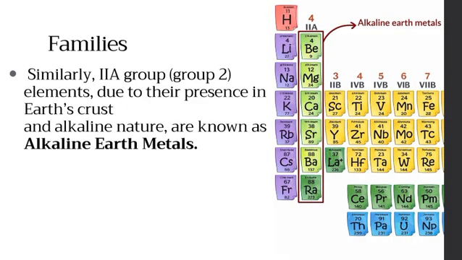Alkaline earth metals, group 2, 2A. Elements of group 2 are known as alkaline earth metals. They are called earth metals because they occur in the Earth's crust, and alkaline because their oxides are basic in nature. These elements are less reactive than alkali metals but still very important chemically.